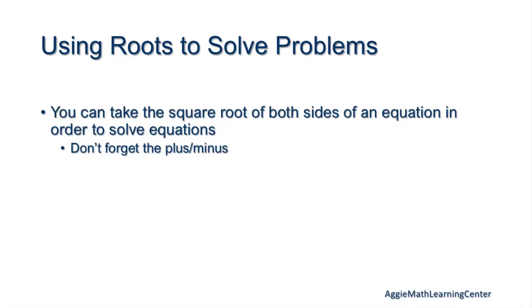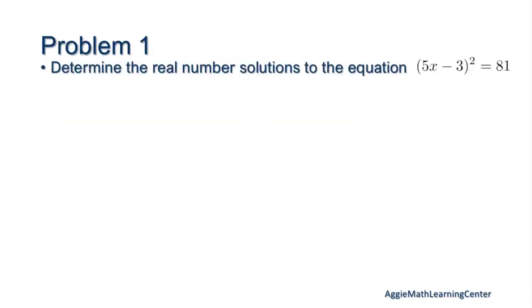All right. So our example problem is determine the real number solutions to the equation the quantity 5x minus 3 squared equals 81. What do we want to do first? Square root it. We're going to square root both sides.